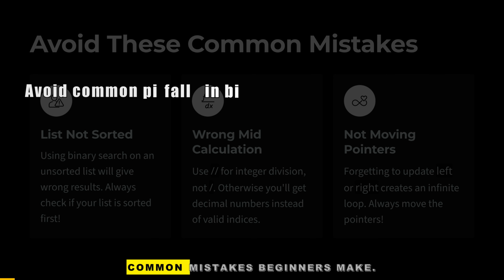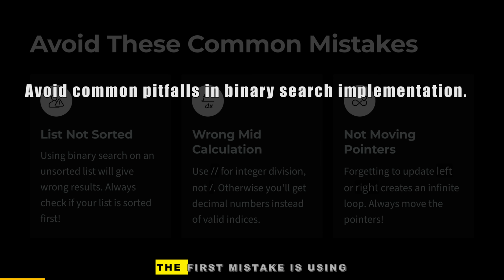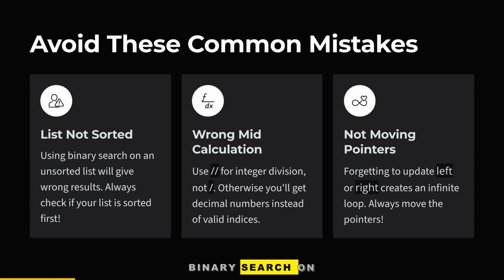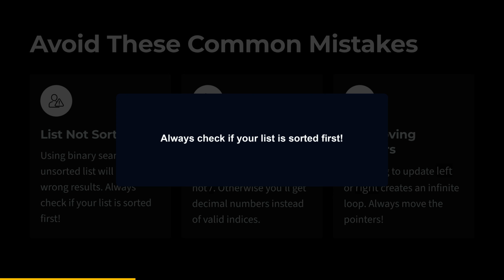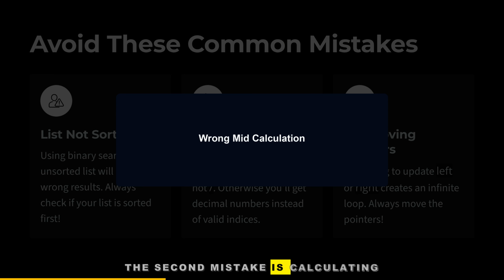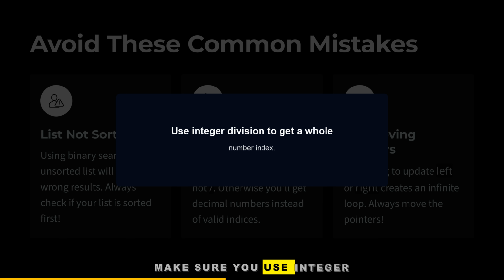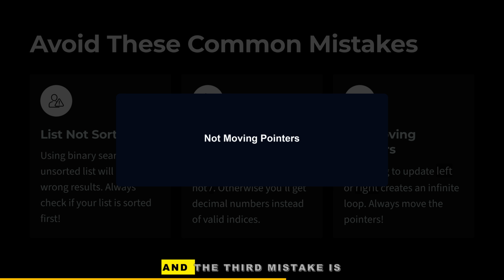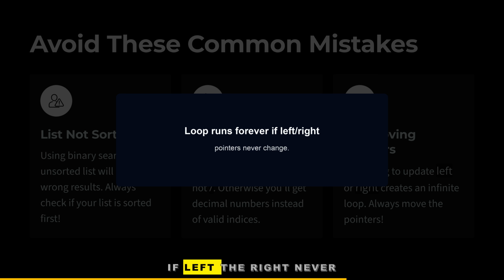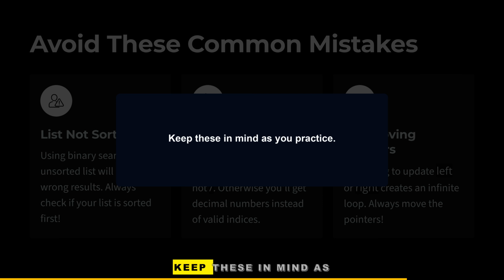Let's quickly look at some common mistakes beginners make. The first mistake is using binary search on a list that isn't sorted. That will always give wrong results. The second mistake is calculating the middle incorrectly. Make sure you use integer division so you get a whole number index. And the third mistake is forgetting to move your pointers. If left or right never changes, your loop will run forever. Keep these in mind as you practice.